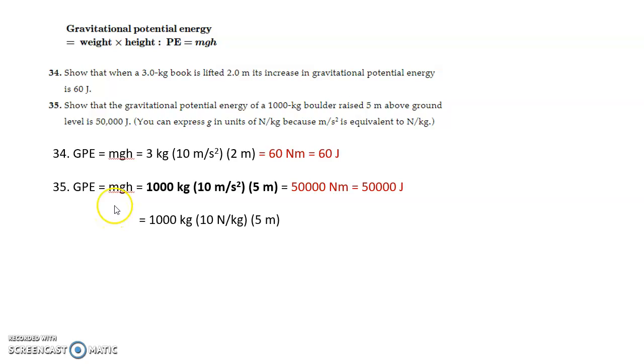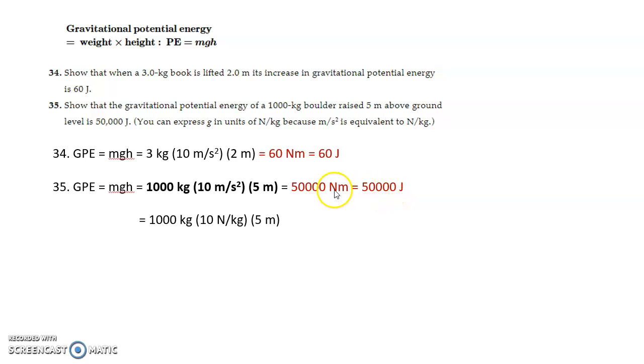For problem 35, we're asked to show that the gravitational potential energy of a 1,000 kilogram boulder raised 5 meters above the ground level is 50,000 joules. So our working equation is GPE equals mgh. Our mass is 1,000 kilograms. Our gravitational acceleration is 10 meters per second squared, and our height is 5 meters. So this gives us 50,000 newton meters, or 50,000 joules.